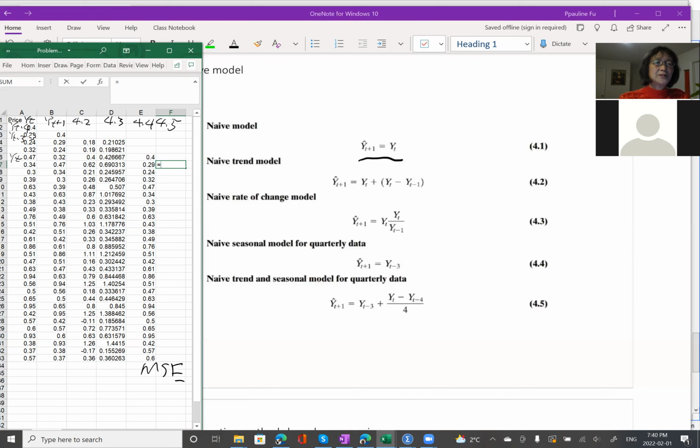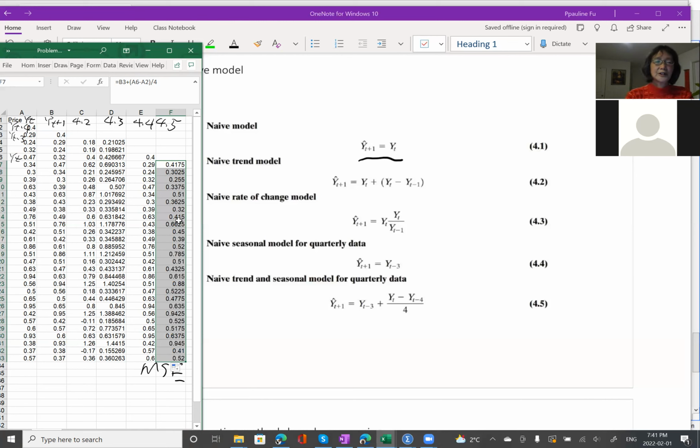Okay, so now I can use formula 4.5 equals Y_t minus 3, minus 1, minus 2, minus 3 is here. A3 is t minus 3, plus bracket Y_t minus 4. So A6 is Y_t minus 4, the first number is Y4. A2 divided by 4. Okay, that is formula 4.5. It is here. So copy down the formula.